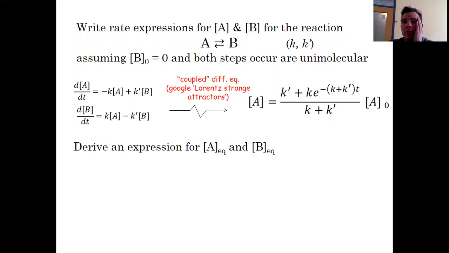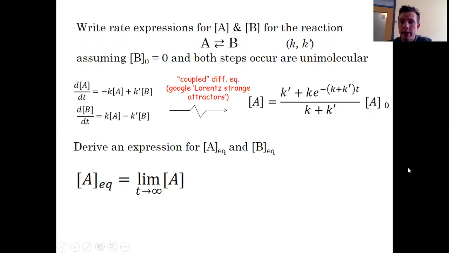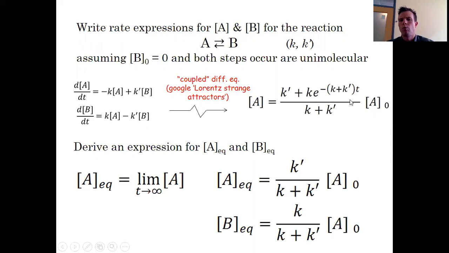Well, what you do is let time go to infinity. This is telling me how the concentration of A depends on time. If I let that time go to infinity, I will get whatever the equilibrium concentration of A is. And what you might quickly see is that this exponential term is going to go to 0. What that leaves you with is an expression that looks like this: K prime over K plus K prime, times A naught. And for B, you get the complementary expression, K over K plus K prime. Okay?